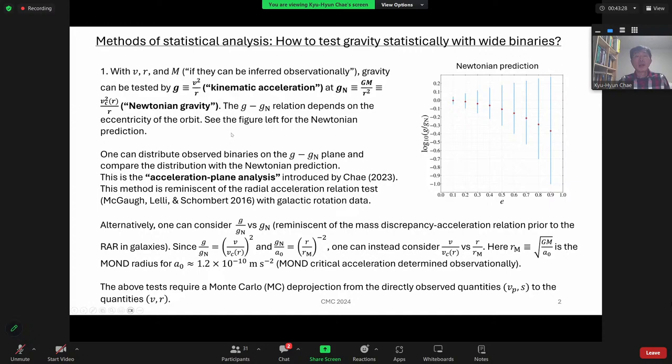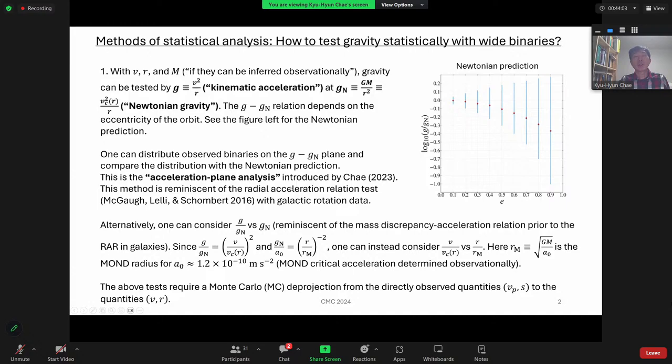What we observe are projected quantities, and for one system, we don't measure these quantities directly. So if we have some knowledge, then we can distribute observed binaries on the G and GN plane. And then we can compare the observed distribution in the plane with the distribution predicted by Newtonian gravity.